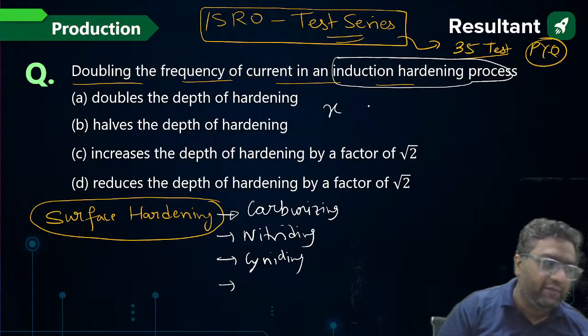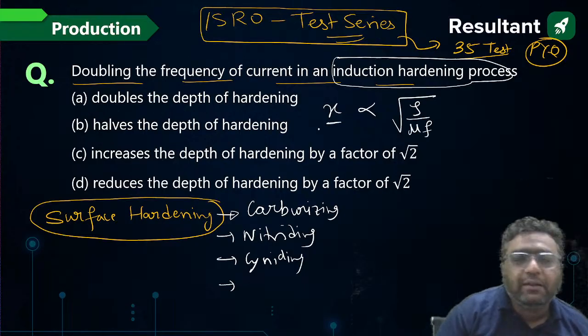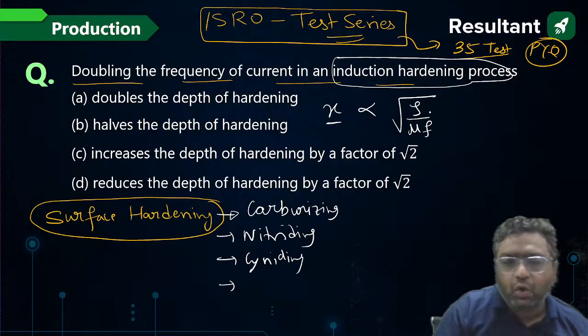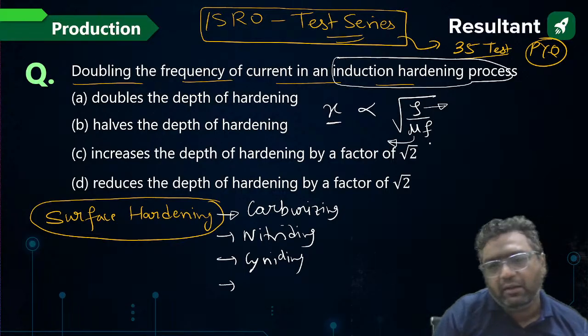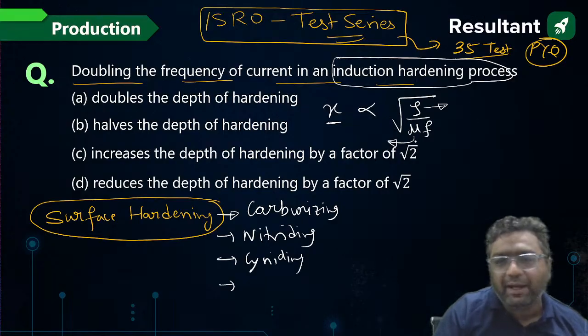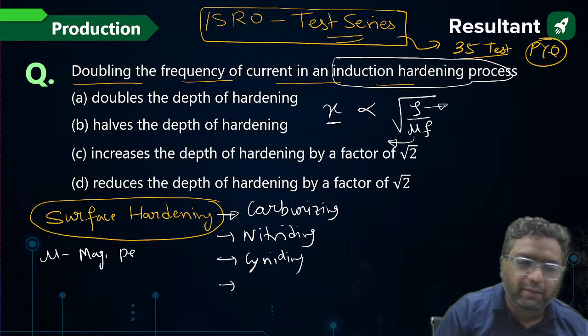it is governed by an equation: x is directly proportional to the square root of rho by mu f. Here x is the depth, the surface hardening depth you are getting. Rho is resistivity. Mu is, sorry, permeability, magnetic permeability. If you have studied magnetic fields, you would be aware of magnetic permeability.